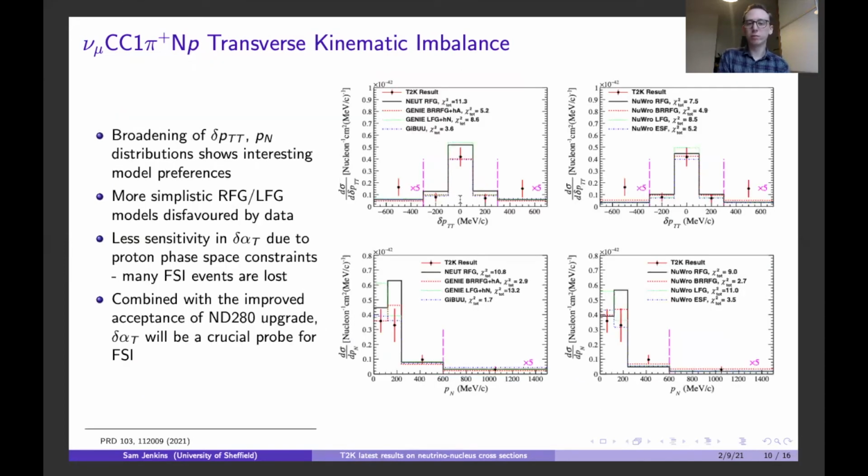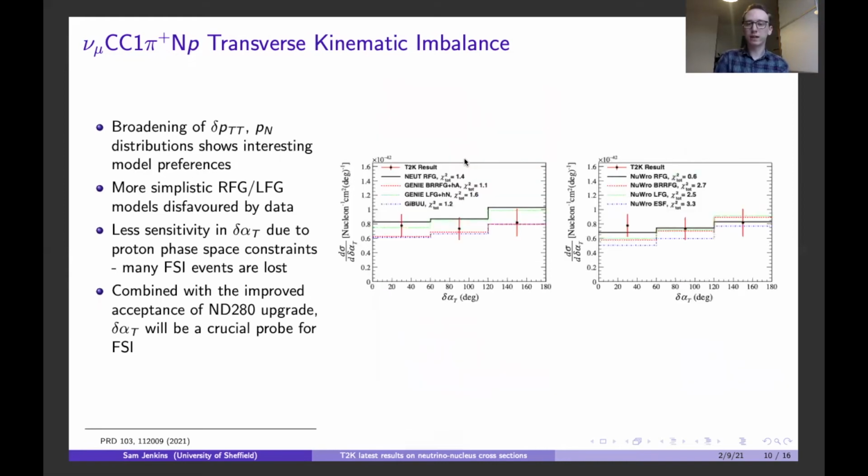So looking at the results from this, first in delta PTT and PN, the initial nucleon momentum, we can see that the broadening of these distributions related to FSI and initial nucleon motion shows quite interesting model preferences. In particular, we see that the more simplistic relative Fermi gas and local Fermi gas models in blue and red here are disfavored by the data.